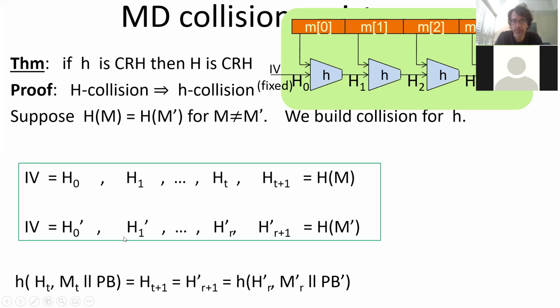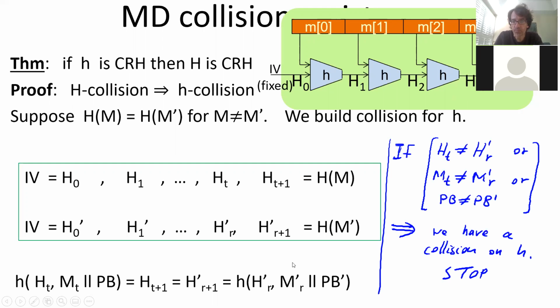And what was this wire? It was the last block of M followed by the padding block for that M. This compression function outputs the same output as the last compression function on the H R prime and the last block of the M prime message, concatenated with the padding block for that one. And now there are two cases.